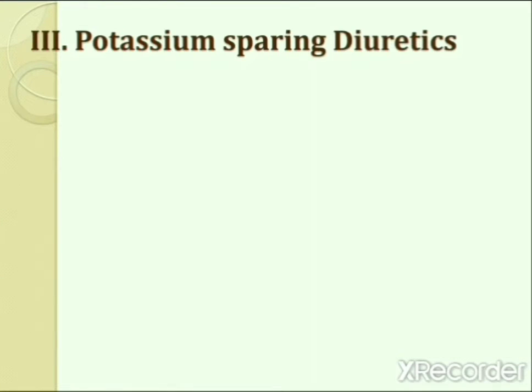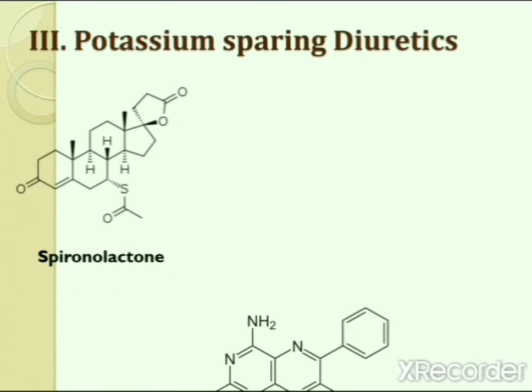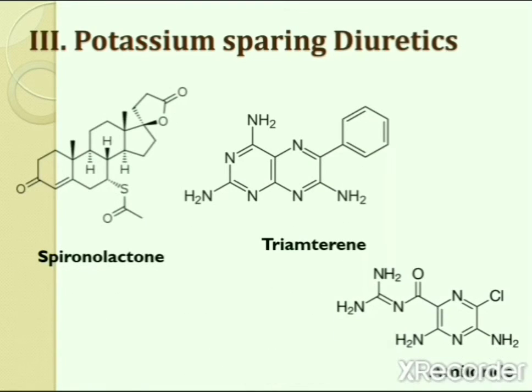Third category is of potassium-sparing diuretics. They are weak diuretics, usually prescribed in combination with other type of diuretics. They are used to increase the amount of fluid passed from the body in urine. Drugs in this category are spironolactone, trimethoprim, and amiloride.